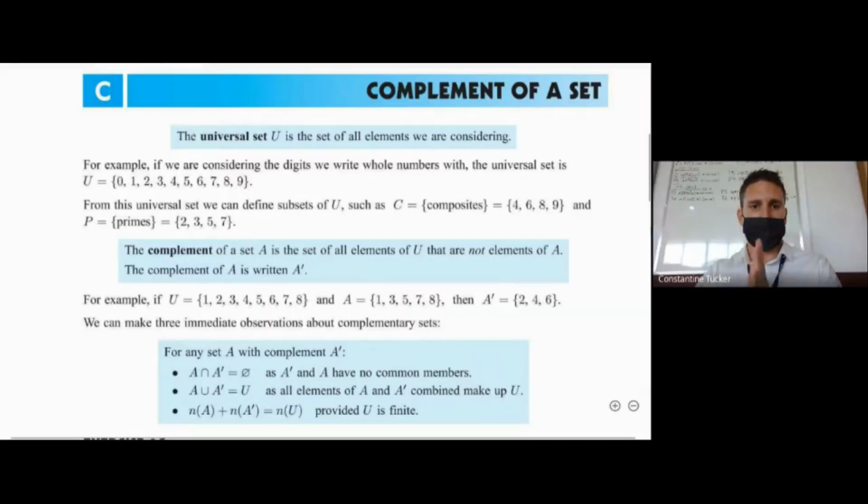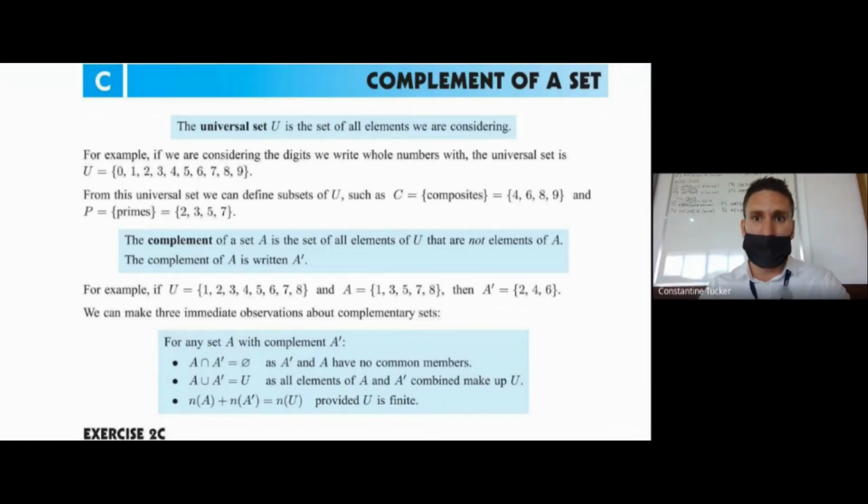This will be a short one today. Today we're talking about the complement of a set. This word complement comes from the verb complete. Basically, the idea here is that the complement of a set will be the set that completes the set you are given. So A dash will be the complement of a set.